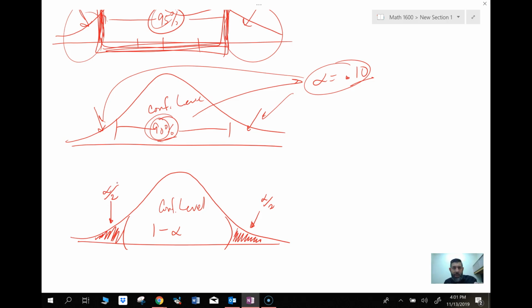Now, here comes the tricky part. Notice that both tails are shaded for this to be my confidence level. So this is true for a two-tailed test.